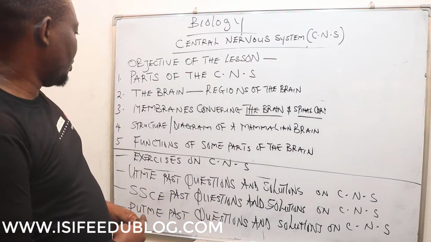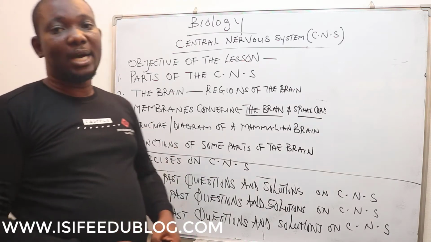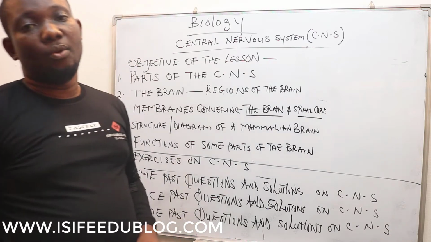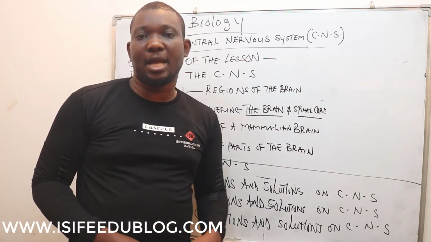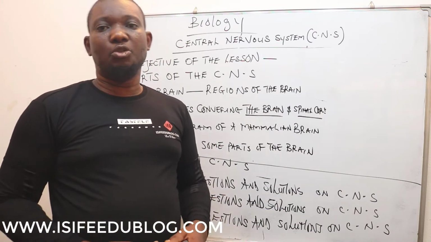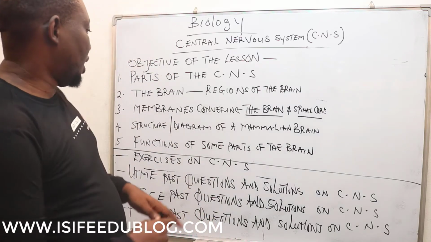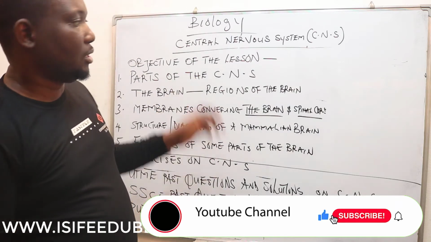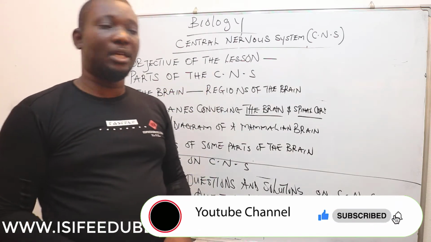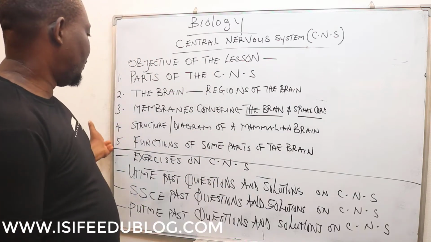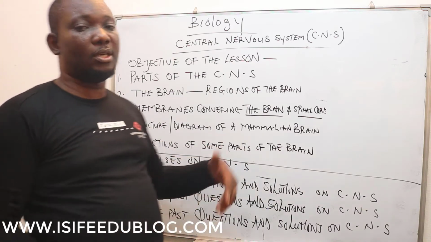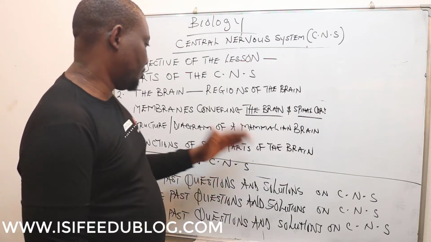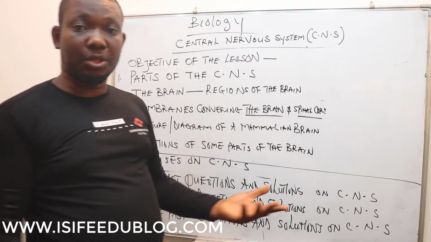And therefore, we're going to be looking at a well-labeled diagram of the mammalian brain. We're going to be looking at the brain of a rat, which is a small mammal, and the human brain, to dissect the structure of the brain, which is one of the most important parts of the central nervous system. And then we'll look at the functions of some of these parts in their various regions.